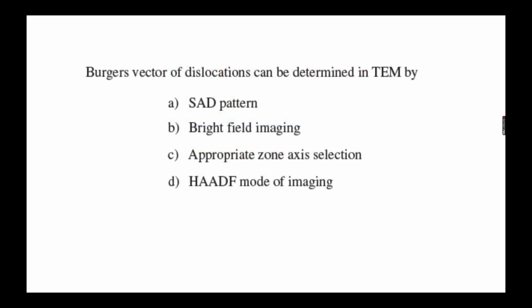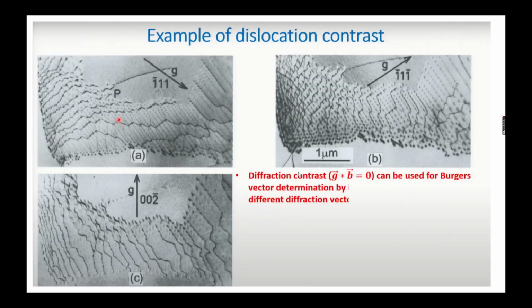Others you can't, like the SAD pattern. The SAD pattern is just related to intensity and all. Bright field imaging is different, and this half mode imaging I have also discussed. So if you change your zone axis selection, you can get it from here. This is for different axes but for the same family, like 111. So zone axis selection is also very important.